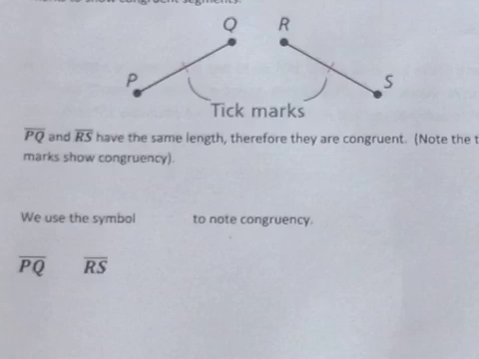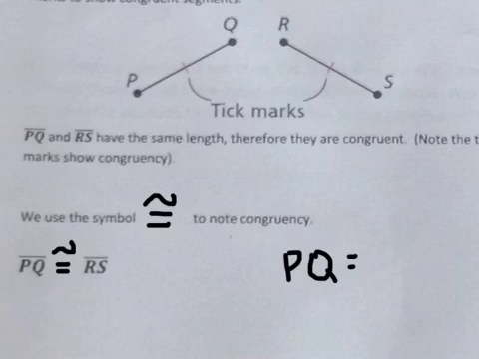To note congruency, we use this symbol here, which I did not get reset like I needed to. Here we go. That means congruent. So we would say PQ is congruent to RS. This means the line segments are the same length. Now, if we write this, it means the distance between P and Q is equal to the distance between R and S.